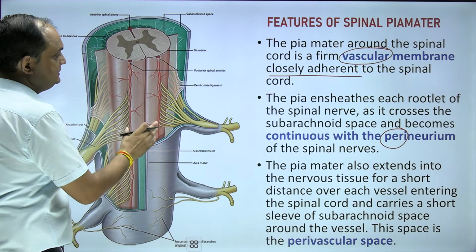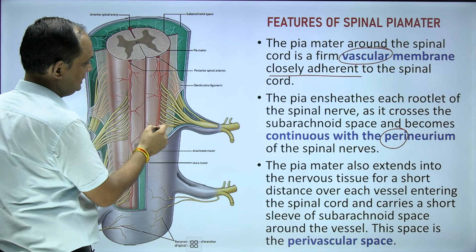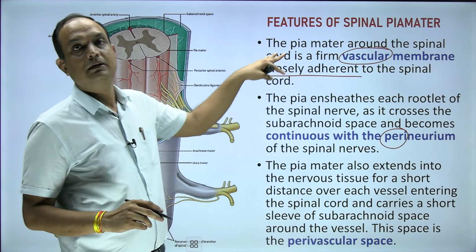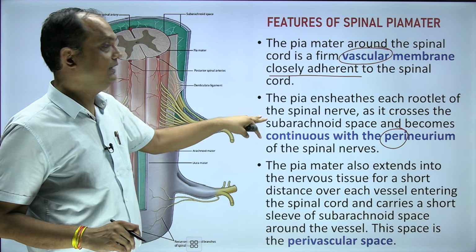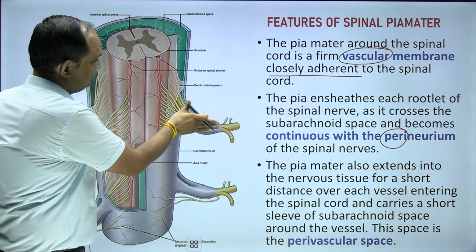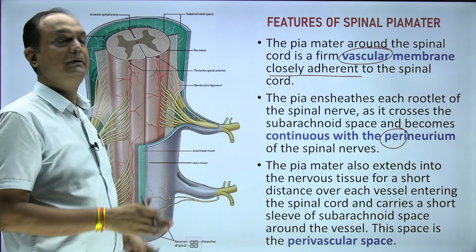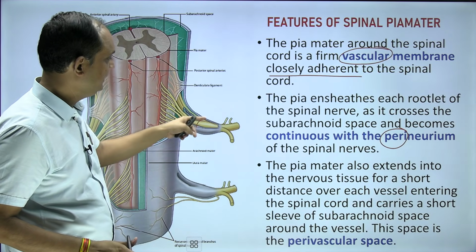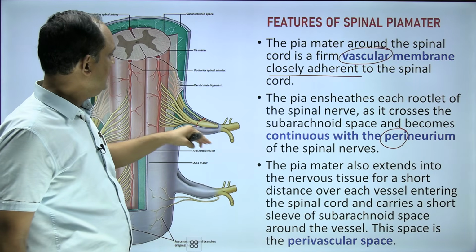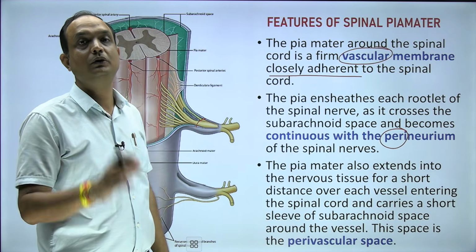So here you can see that these rootlets of spinal nerves which are exiting from your spinal cord are covered by the pia mater, and these rootlets are important to understand because when you have the extension of the spinal nerve, as the pia goes around that, some part of the subarachnoid space will also enter into this area of the exit of spinal nerves. Clear? And what will happen about the pia mater? That pia mater continues with the perineurium.